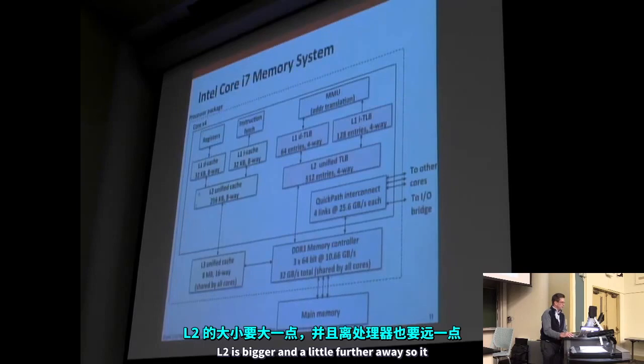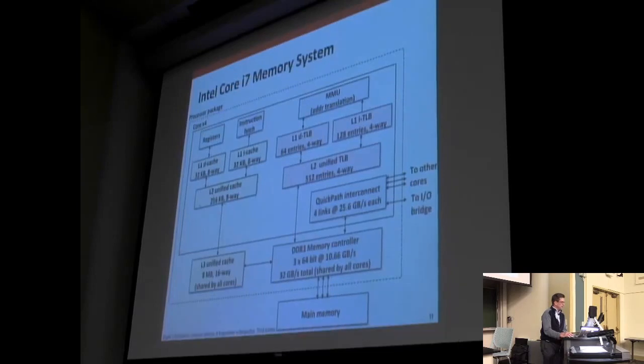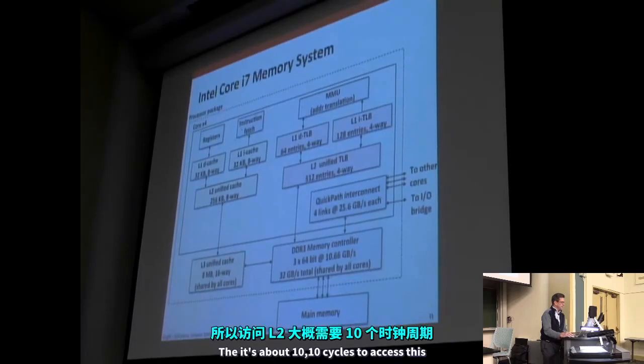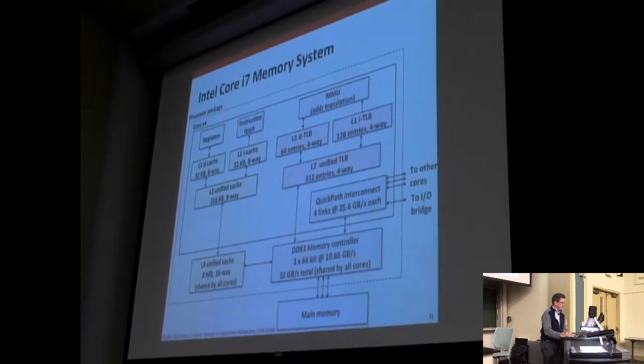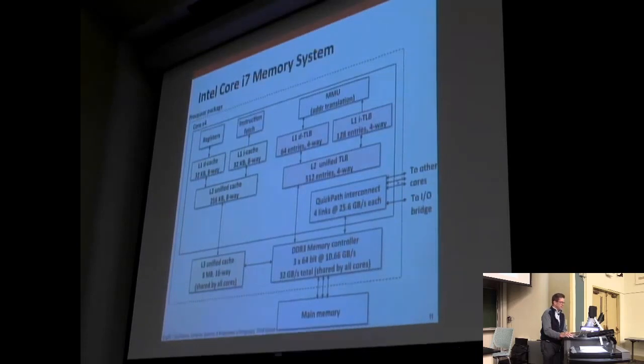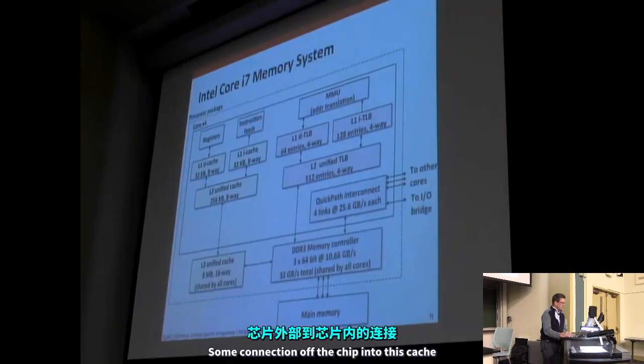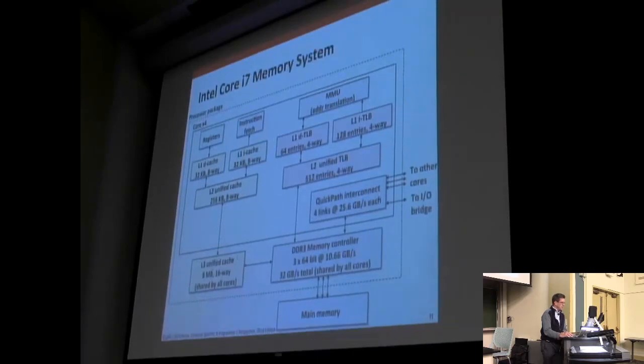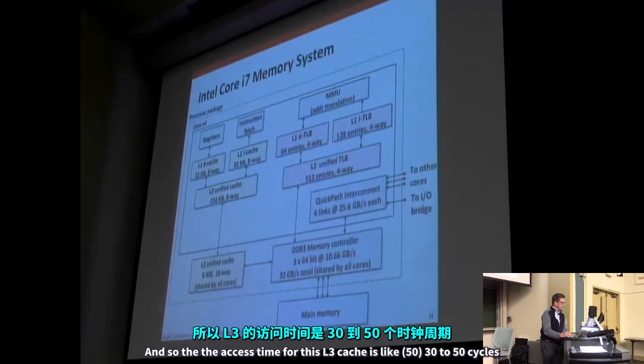L2 is bigger, and a little further away, so it's about 10 cycles to access this. And L3 is off the core, right? So it has to go over a connection, some connection off the chip into this cache. And so the access time for this L3 cache is like 30 to 50 cycles.